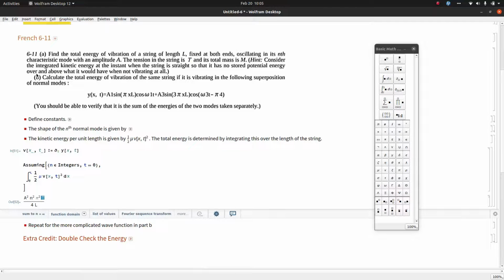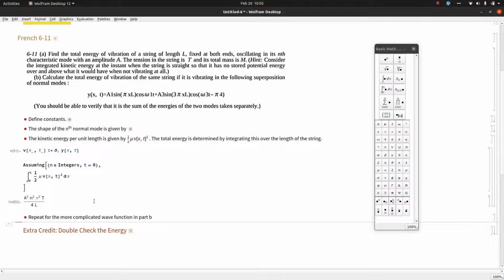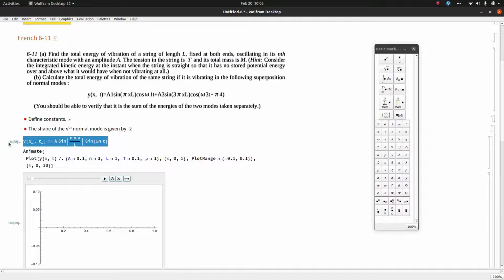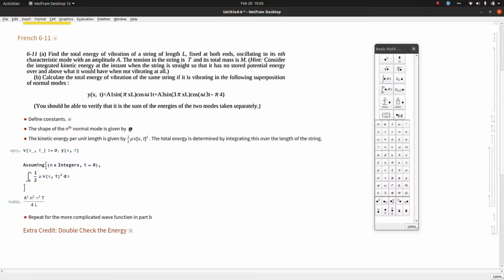So part B says, calculate the total energy of vibration of the same string if it's vibrating in a superposition of normal modes. Now, this is a little difficult to read because the photocopy of this version of the text didn't come out great. So I'm going to write it out here. And in fact, I'm going to actually start with this to, since there's going to be a lot of repetition here, but we're going to plug in the first normal mode.